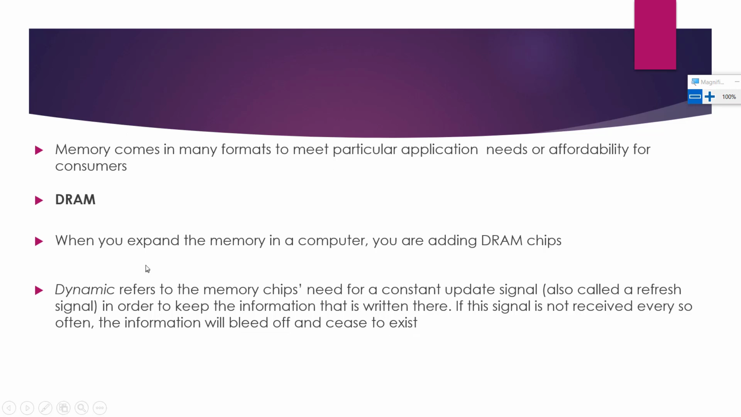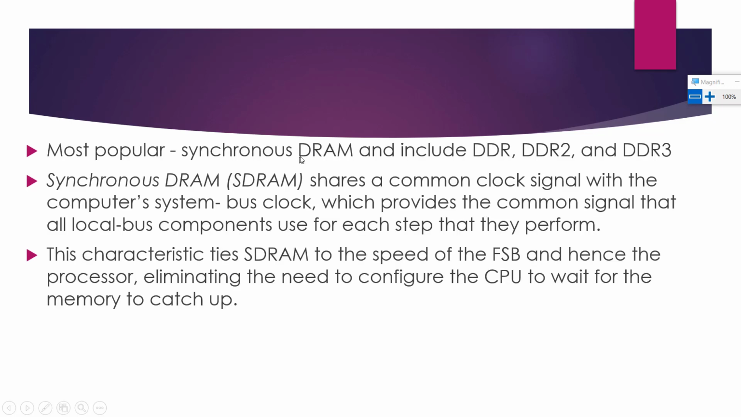So the thing is that this is dynamic memory, and the data is there as long as the computer is powered on. That's pretty much what it's saying for this really old RAM, DRAM, dynamic memory, right? There was static memory there as well. So most popular is synchronous DRAM: SDR, DDR2, DDR3. Synchronous DRAM shares a common clock signal with the computer system bus clock. So if your bus speed is whatever it is, it keeps that speed in the RAM as well.